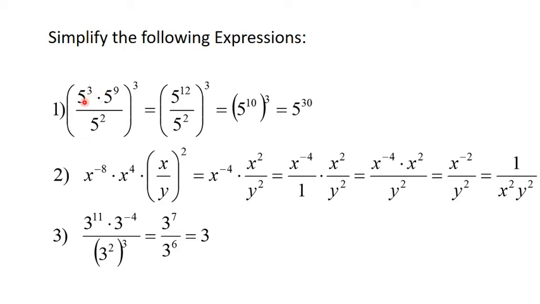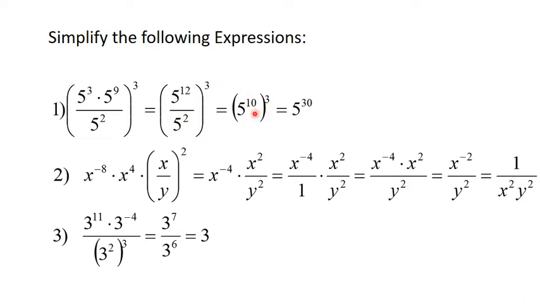We have to simplify 5 to the power of 3 times 5 to the power of 9, everything over 5 squared, and this is the whole thing to the power of 3. So first we're going to start by simplifying the numerator. If we have a multiplication of the same base like we do in this example, all we have to do is keep the base and add the exponents. So 3 plus 9 gives you 12 and my base is 5. The denominator will stay the same. I haven't done anything to it, and this is to the power of 3.